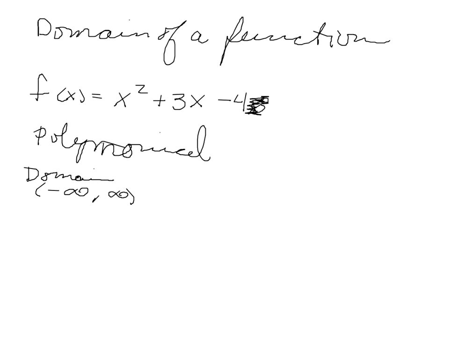So I can put any number in. I can take any real number and square it. I can take any real number times 3 and add it to the x squared, and I can subtract 4. So any number is allowed to be put into a polynomial. So anytime I have a polynomial, its domain is all real numbers.